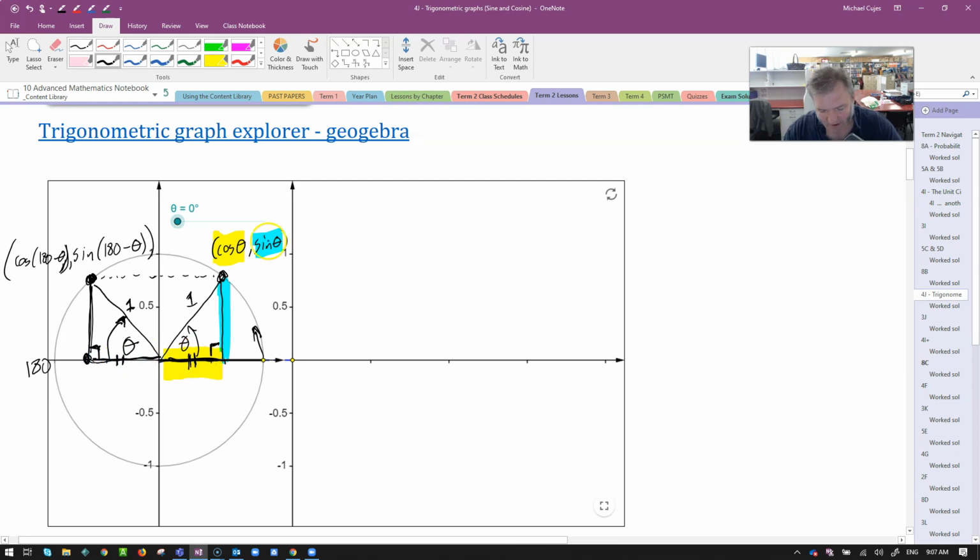So from that we could conclude sine of 180 minus theta is exactly the same as the sine of theta. But the cosine of 180 minus theta is negative cosine theta, because it's the same size but in the negative direction.